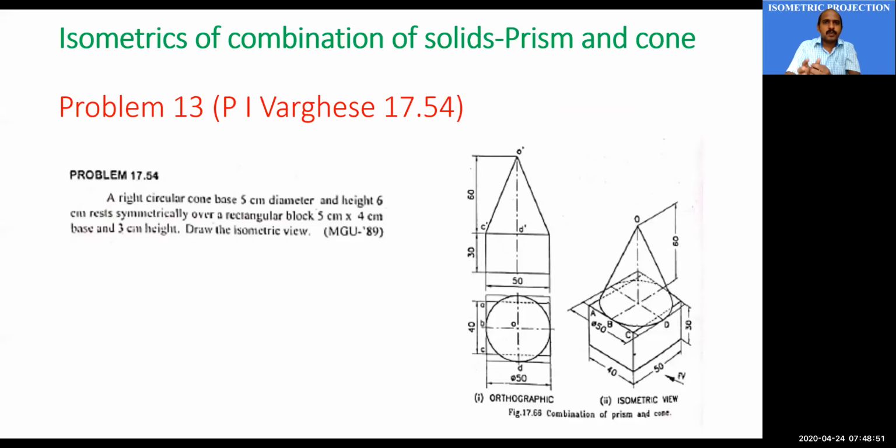Good morning. Today, the isometric view of a combination of solids. So, the first question is a combination of a prism and a cone. Problem number 13. Read the question.